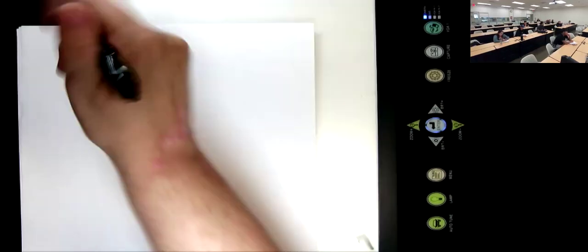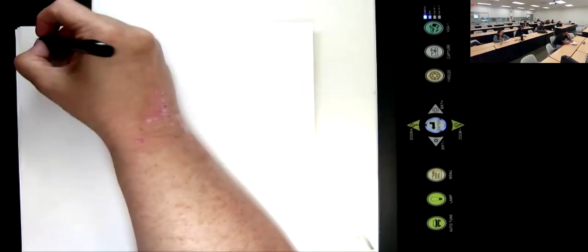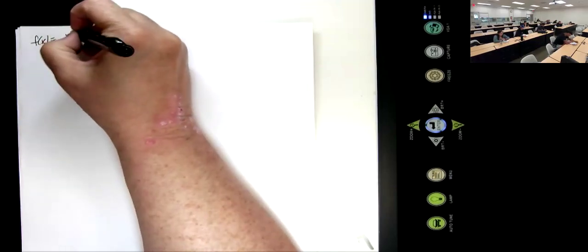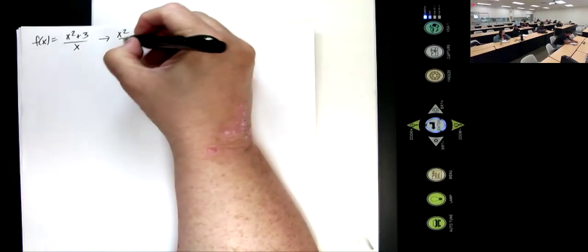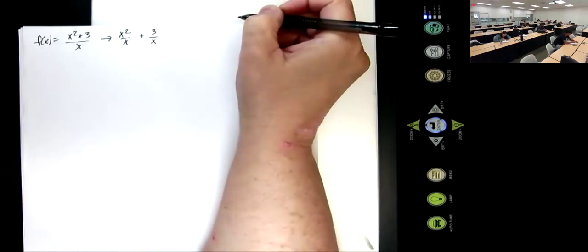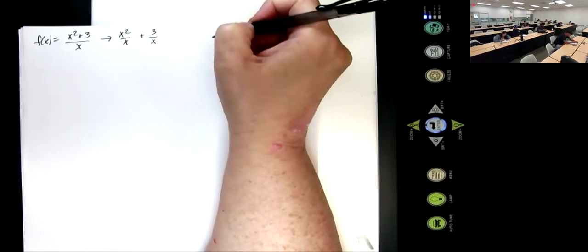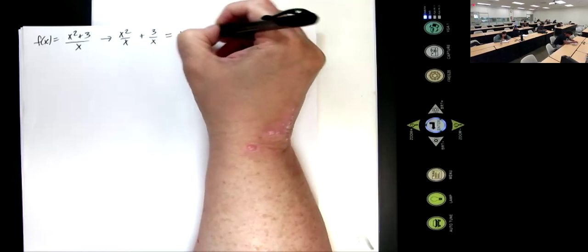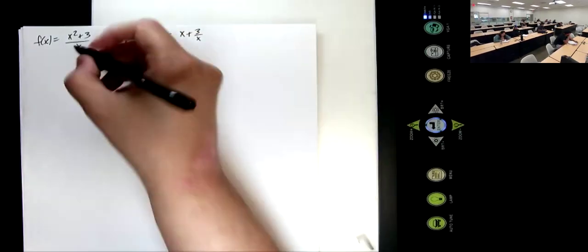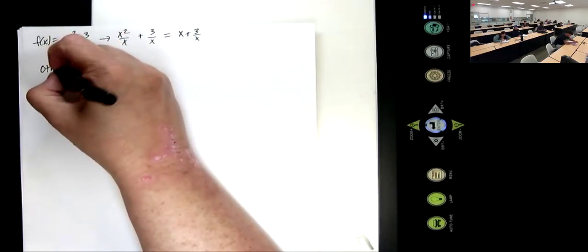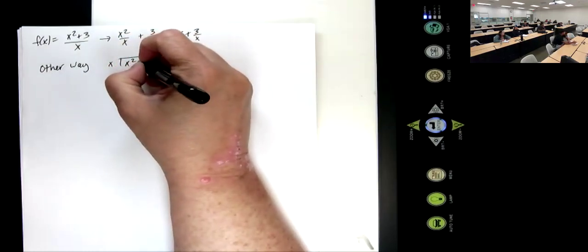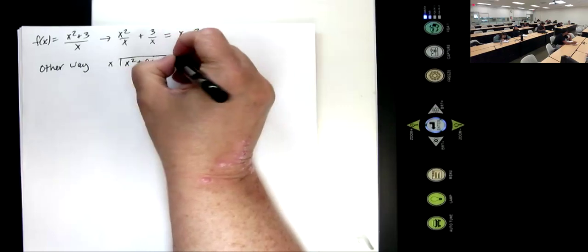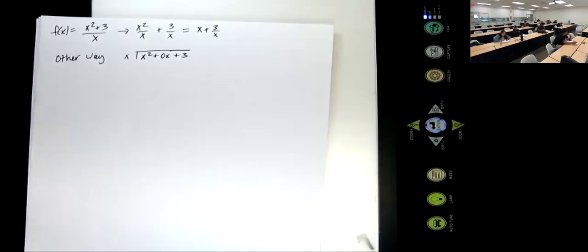But before we, something else I wanted to show or state. We had f of x equals x squared plus 3 over x. This was the last problem, and we did this by breaking it up like this over this. That is not the only way to break this up to get x plus 3 over x. The other way of doing this is you divide the bottom into the top, doing long division.